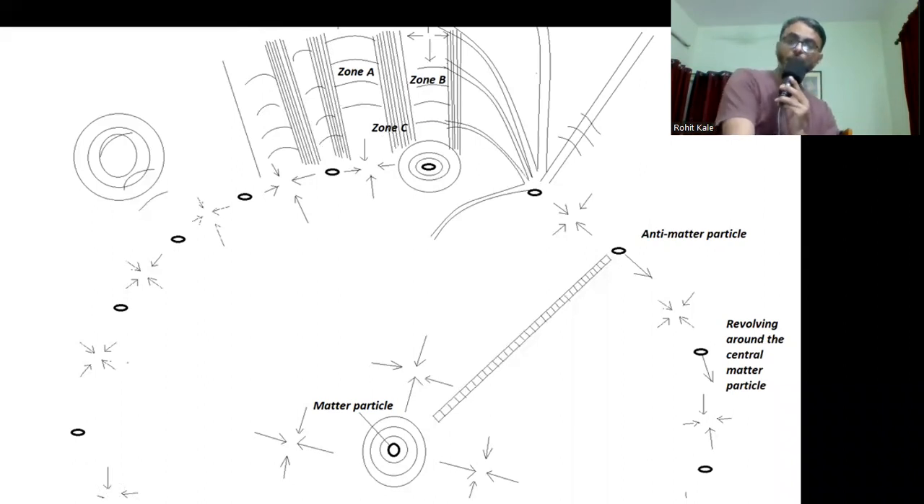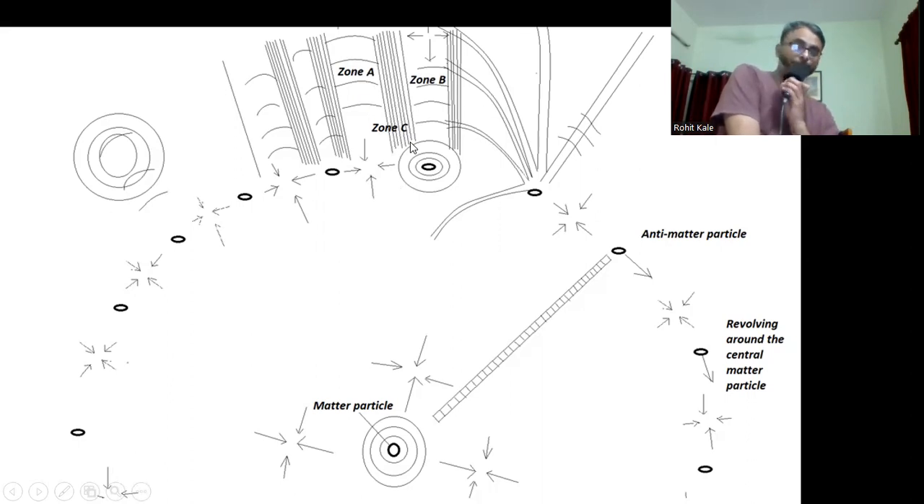So in one of the zones where negative energy is predominant, there will be active spatial expansion. So there will be spatial expansion here. There will be active spatial contraction here, and here there will be no relative spatial expansion or contraction. So zone C will be zero energy. So this will be positive and negative energy or active expansion. This will be active contraction, and here will be no expansion contraction. So that's how the electron would look.